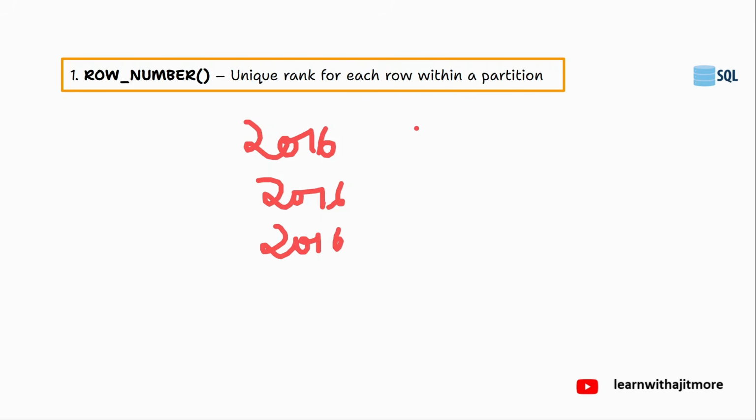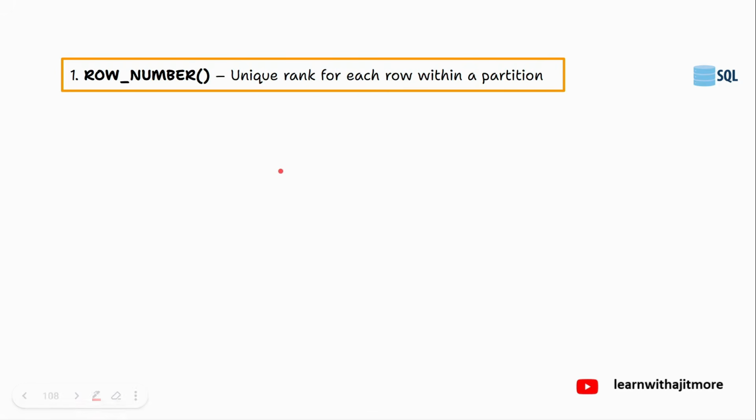Correct? So someone has done 8 lakh sale. This has done 2 lakh sale. This has done 10 lakh. So rank to this should be 1. This should be 2 and this should be 3. So this way you can give the ranks to each record. So it is actually a row number, but that row number is representing the rank. Okay. So unique rank for each row within a partition.